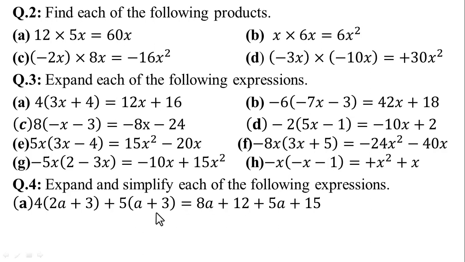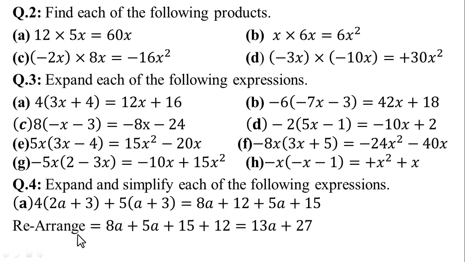So 4 twos are 8a and plus 4 threes are 12, plus 5 ones are 5a, plus 5 threes are 15. Now rearranging, 8a plus 5a plus 15 plus 12. 8a plus 5a is 13a. 12 plus 15 is equal to 27. So the final answer of first part is 13a plus 27.